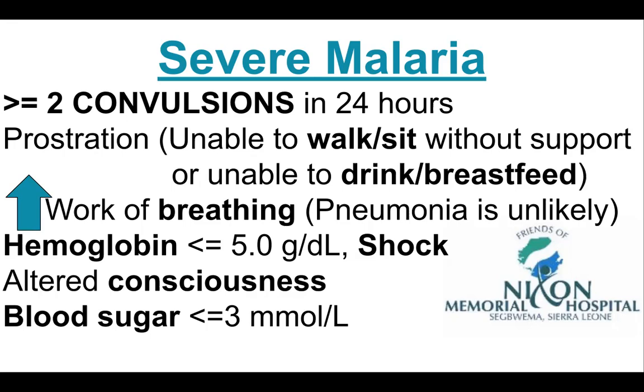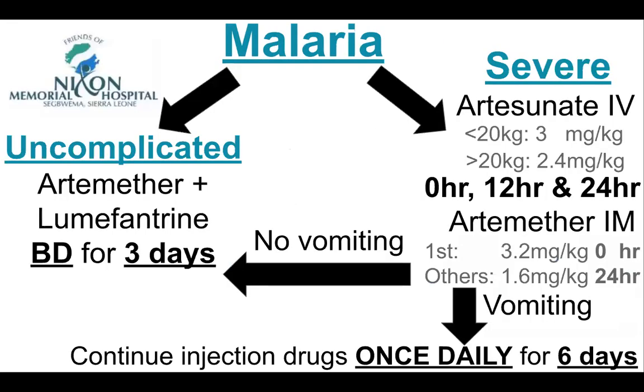So we need to ask this question. We need to test for hemoglobin, and we need to test for sugar in every patient who is diagnosed with malaria to screen for severe malaria, because the treatment is different for severe malaria and uncomplicated malaria. So as you can see, this is the treatment for malaria. If the patient doesn't fit any criteria for severe malaria, it's uncomplicated malaria. The treatment for that is artemether lumefantrine tablet BD for 3 days.